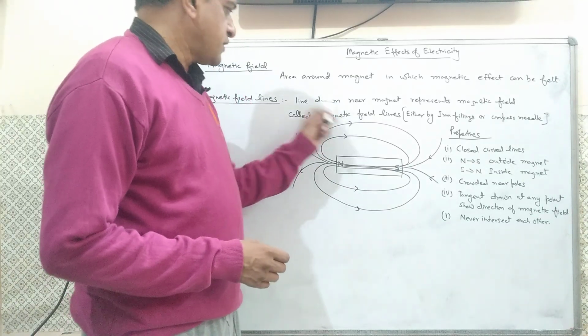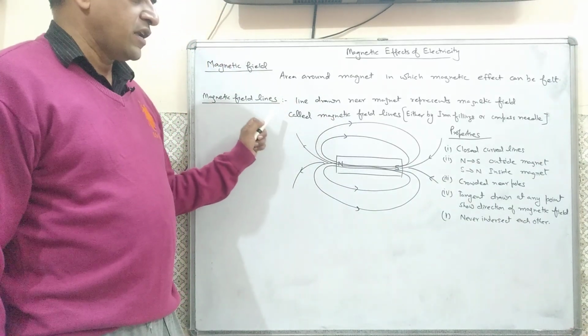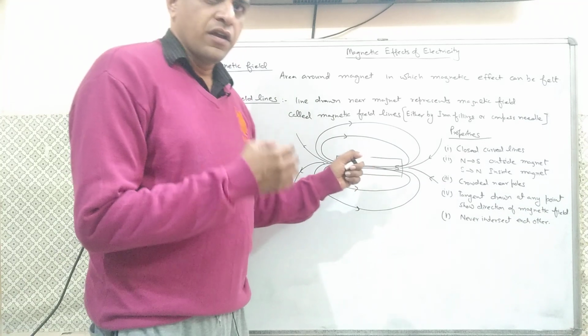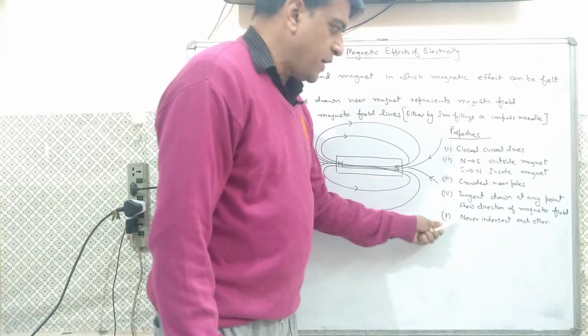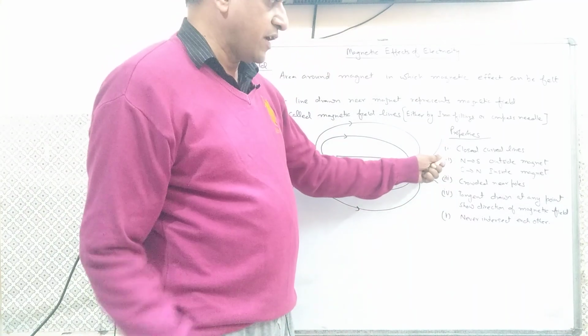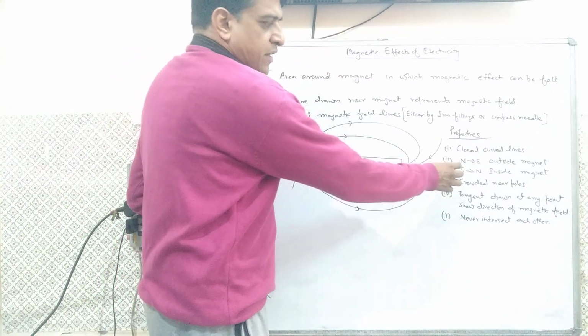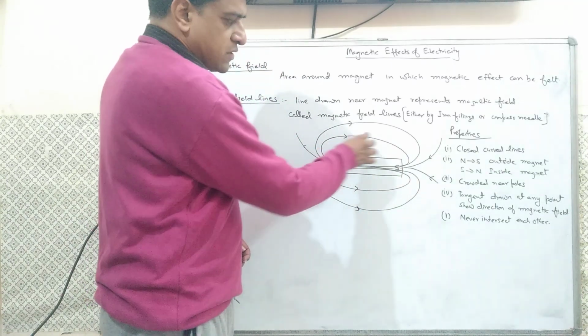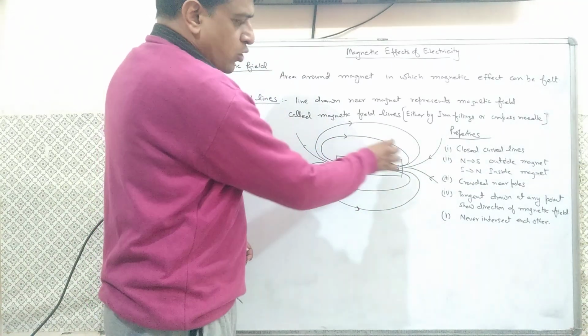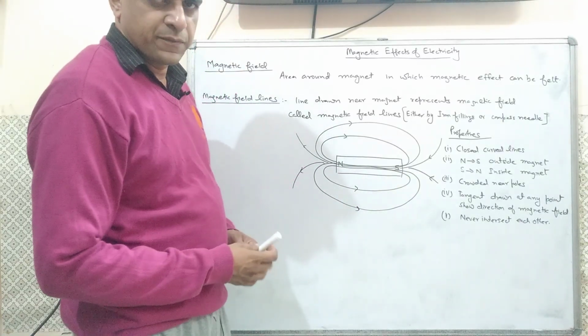Now, what are the special properties of these magnetic field lines? This question is very important according to the board paper. There are 5 main properties of these magnetic field lines. First, these magnetic field lines are always closed curved lines. As you can see in this diagram, these are closed and curved lines.